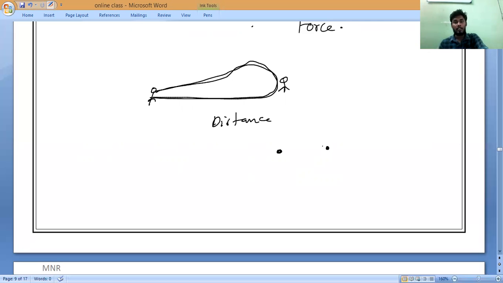Now, what is displacement? The shortest distance present between the 2 points. Yes or no? Shortest distance. Shortest, always it is a straight line. Remember, straight line. The shortest path is only called displacement.